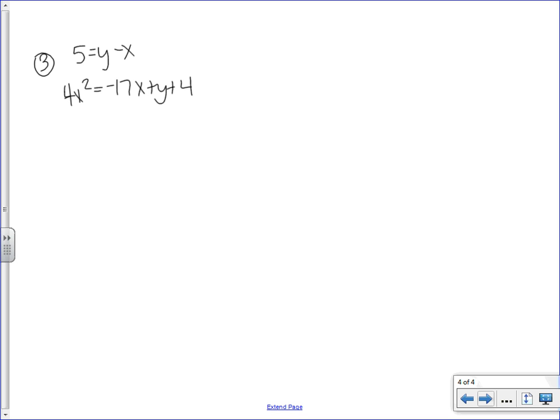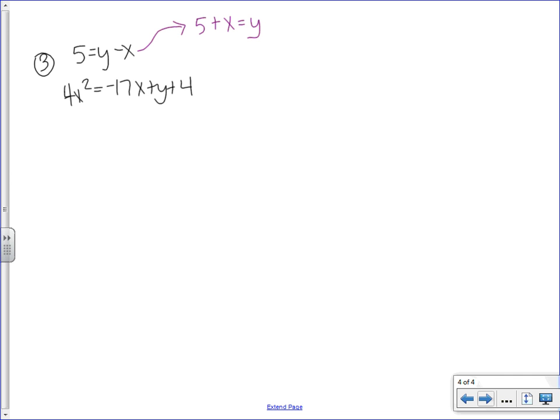In this case, you can solve both of them for y because it's not going to give you messed up fractions. Or you can do substitution like we did in the other one. Either way, you're going to get the same answer. What I'm going to do is just use substitution. So for this first one, I'm going to add the x over, and I'm going to get that 5 plus x is equal to y.